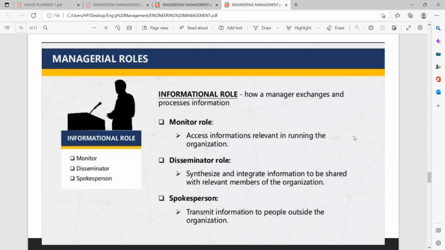Next is yung informational role. It is how a manager exchanges and processes information. So monitor role: assess information relevant in running the organization. Disseminator role: synthesize and integrate information to be shared with relevant members of the organization. And as a spokesperson, transmit information to people outside the organization.